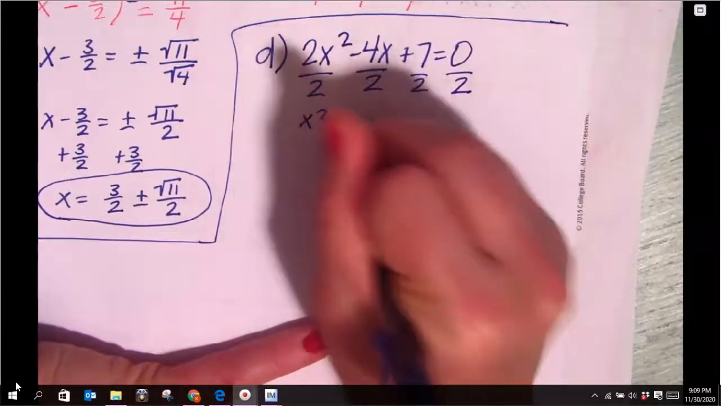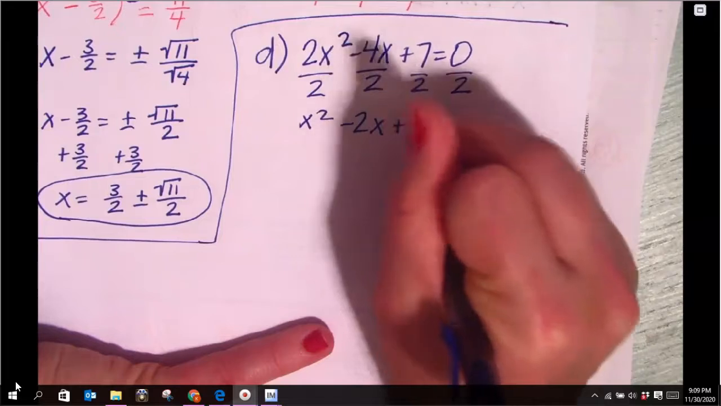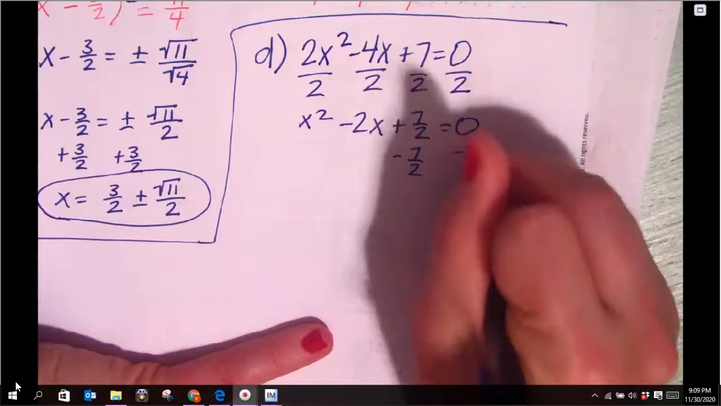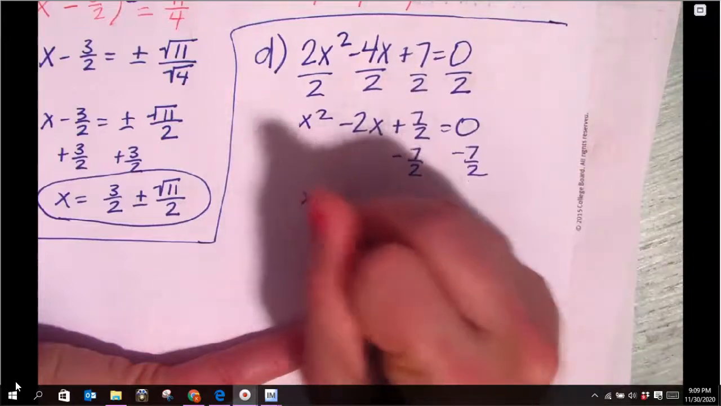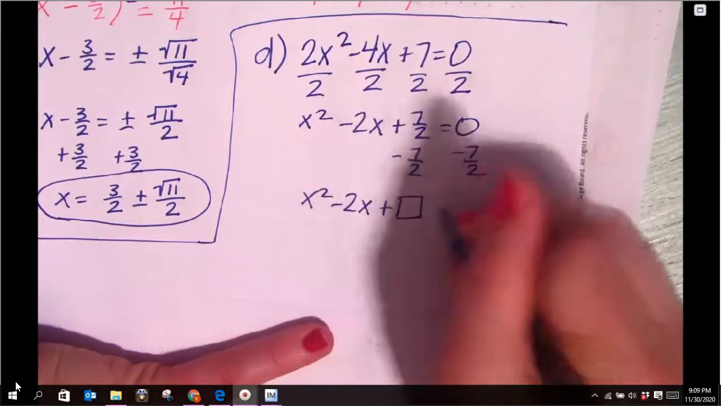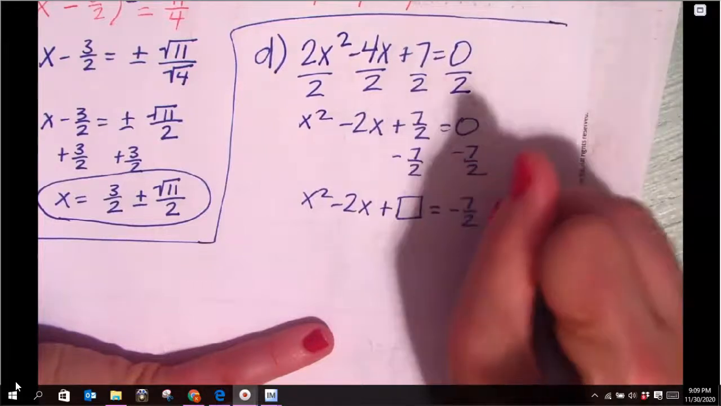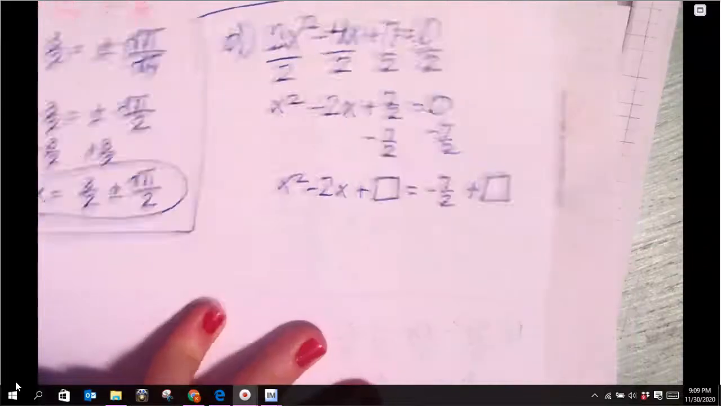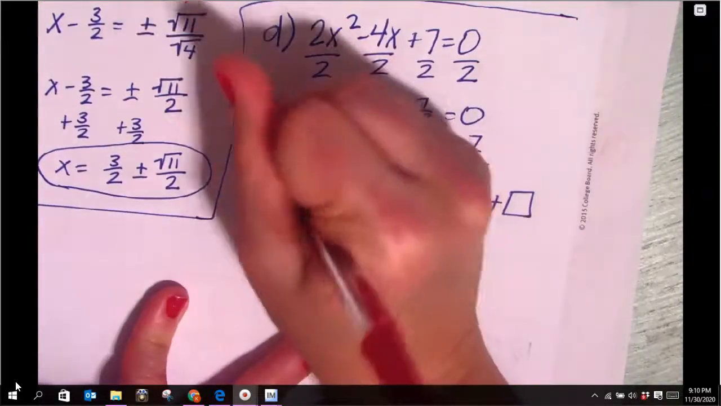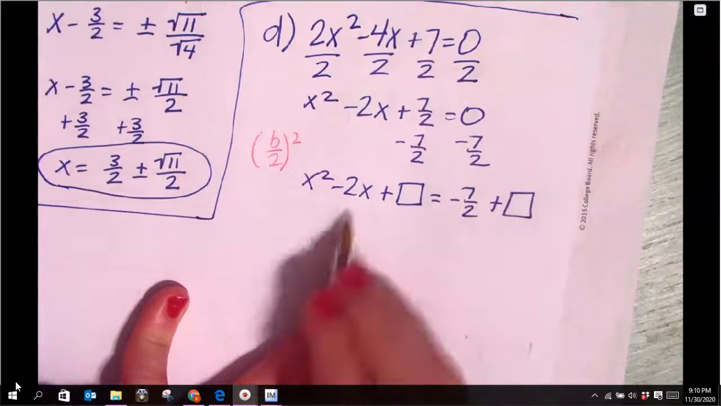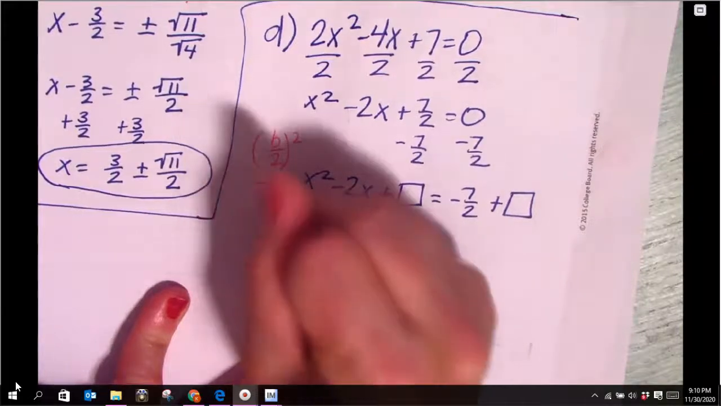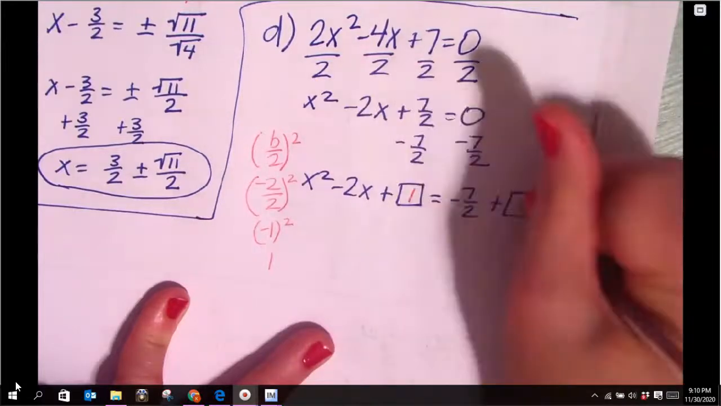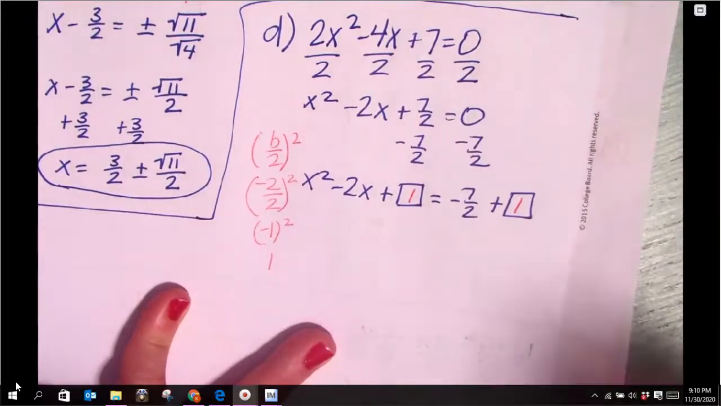x squared minus 2x plus 7/2 equals 0. Subtract 7/2. x squared minus 2x plus a box equals negative 7/2 plus a box. Remember, always plus a box, always on both sides. To get what goes in the box, you do b divided by 2 squared. b in this case is negative 2 divided by 2. That's negative 1. Negative 1 squared is 1. 1 here, 1 there. Okay?